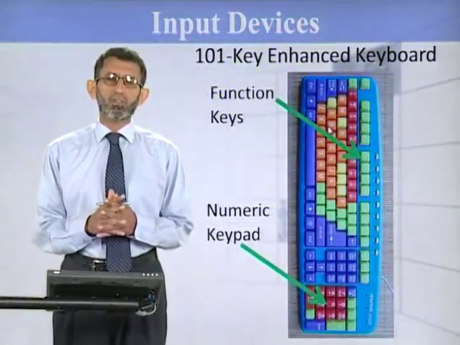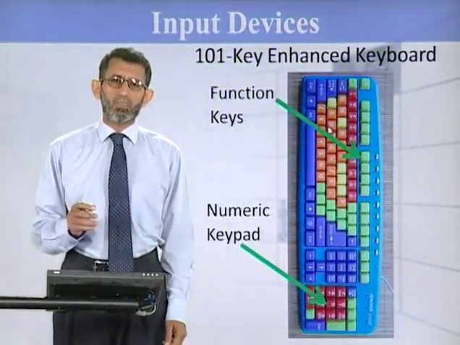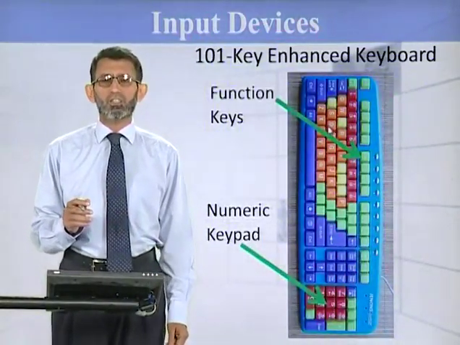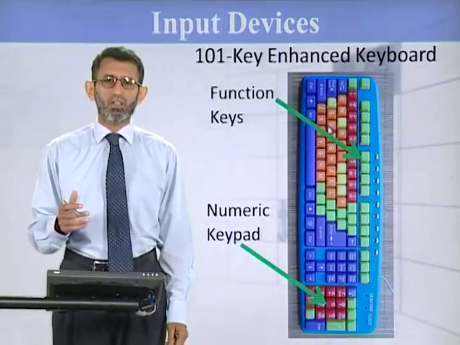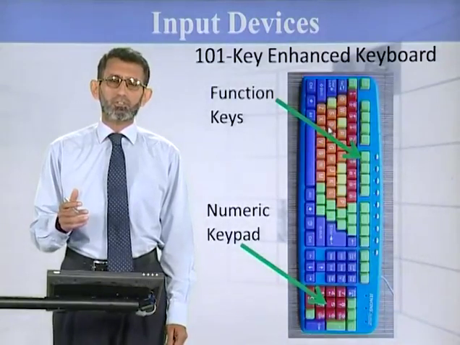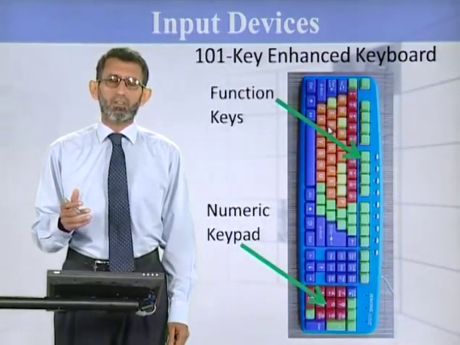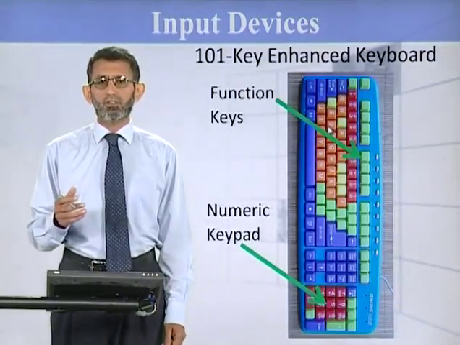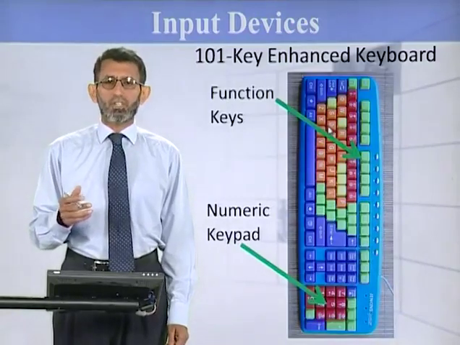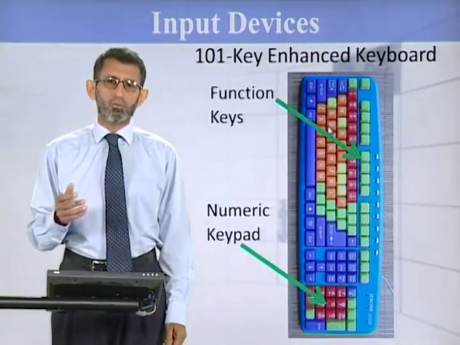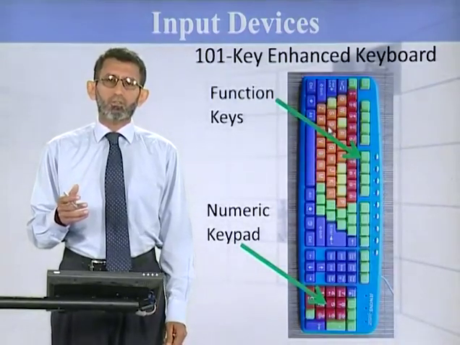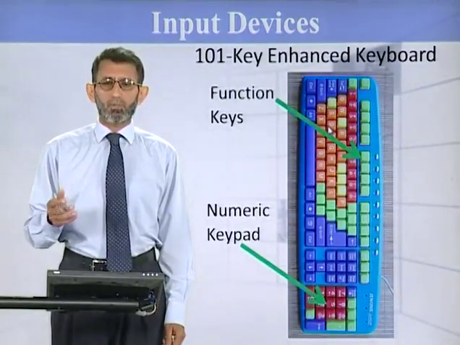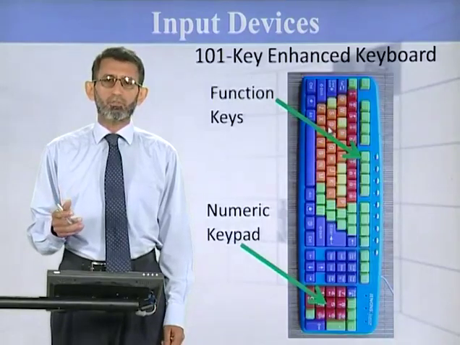The most prevalent input device is a keyboard. Here we have a 101 key enhanced keyboard. This is an enhanced keyboard because it has a numerical pad on it, which is commonly known as numpad. Numpad is used to enter numerical data. For example, if you have to enter a lot of student scores, cricket scores, temperature, you can do that with the help of numpad.